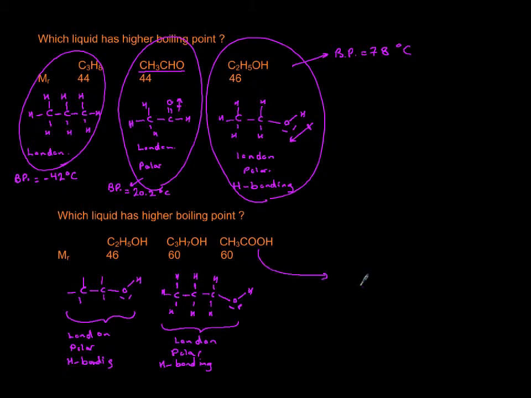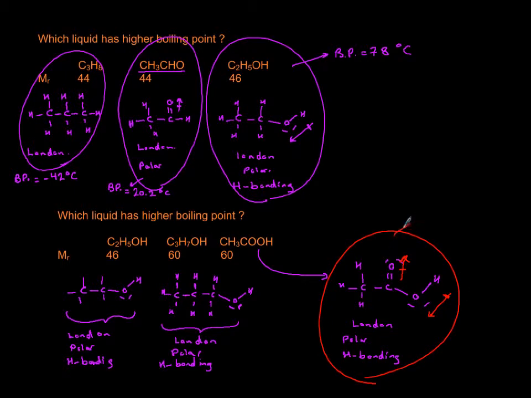If we do the carboxylic acid, it's CH3, C double bond oxygen, single bond oxygen H. Here I still have London dispersion. I have polarity, I have H bonding, but what you have is two polar sides. There is one hydrogen bonding here. There is also one for this. So this should have the highest boiling point, and its boiling point is actually 118 degrees Celsius if it's pure.